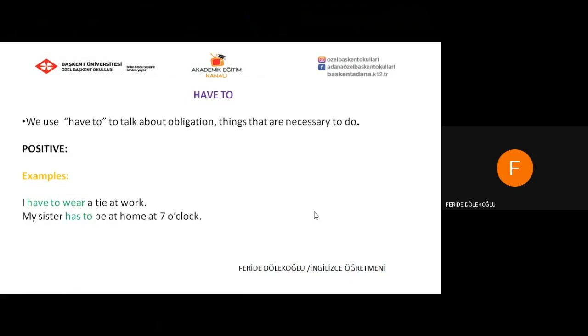My sister has to be at home at 7. With I, you, we, they, we use have to. With he, she, it, we use has to. After have to and has to, we use verb one. They have to work on Sundays.